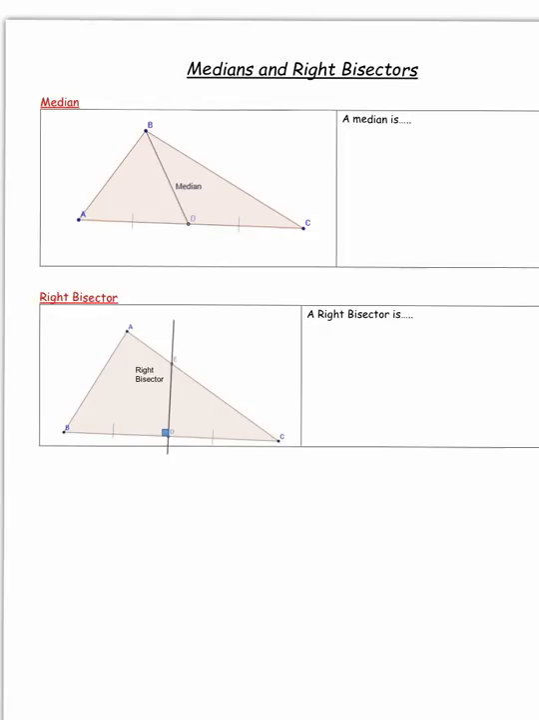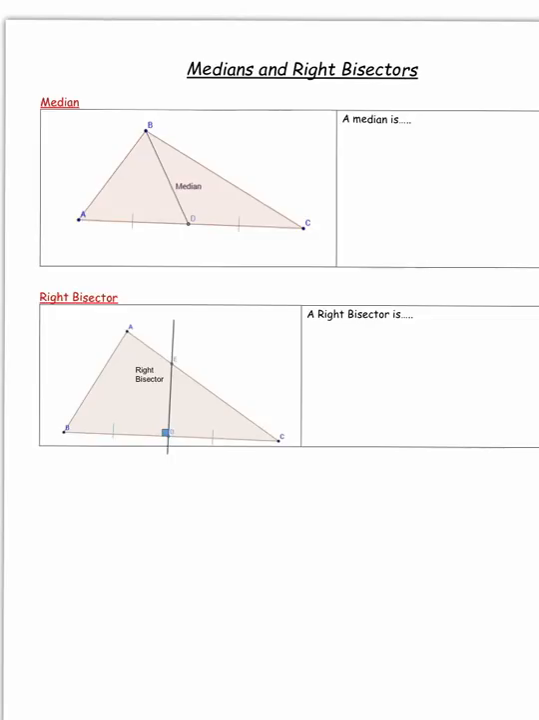Okay, so today we're going to start learning about applications of midpoints, and there are two applications that we're going to focus on. One of them is median, and the other one is called a right bisector. So we're going to start with the definition, and then we're going to look at how we can actually find the equations of these lines.